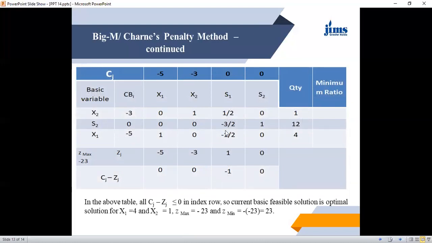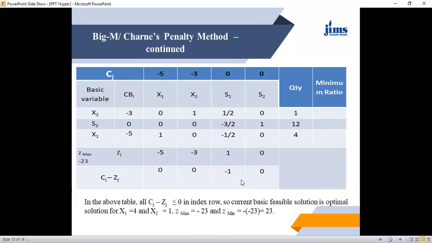And then we get other values also by replacing the cell entries in the previous iteration. So now ZJ values have been recalculated. So ZJ is 0 into minus 3, 0, 0 into 0, 0, 1 into minus 5, minus 5, 1 into minus 3, 0, and this is 0, so minus 3. Likewise ZJ, and then CJ minus ZJ: minus 5, minus 5, 0, minus 3, minus 3, 0. So likewise, we have calculated this.